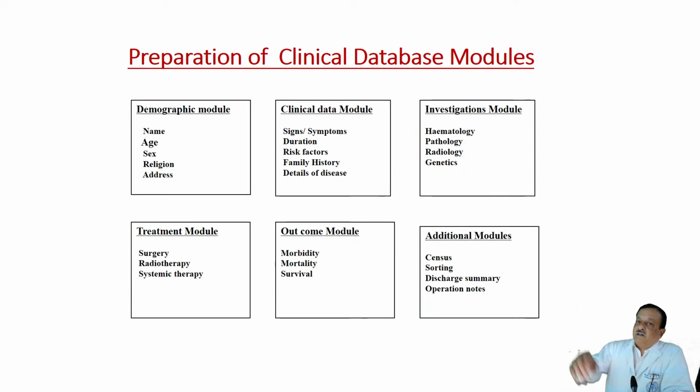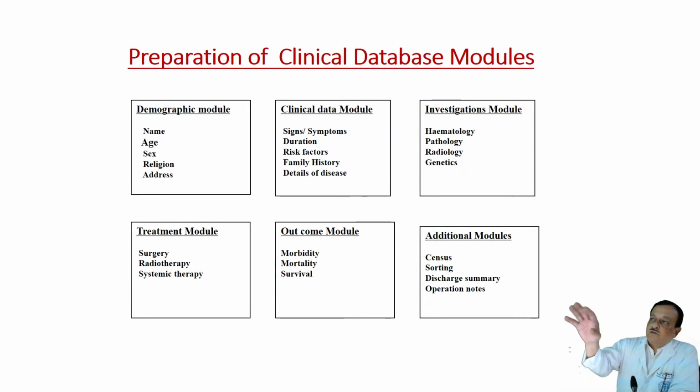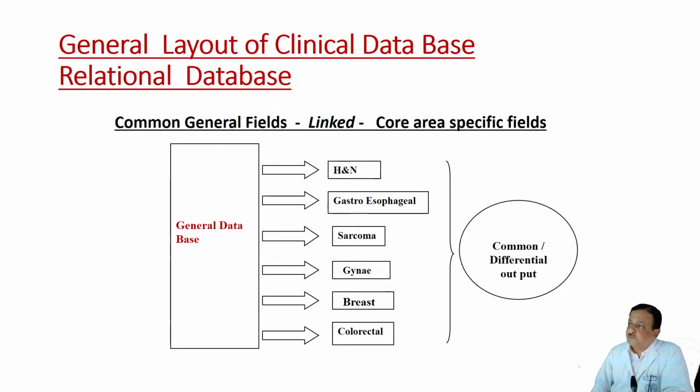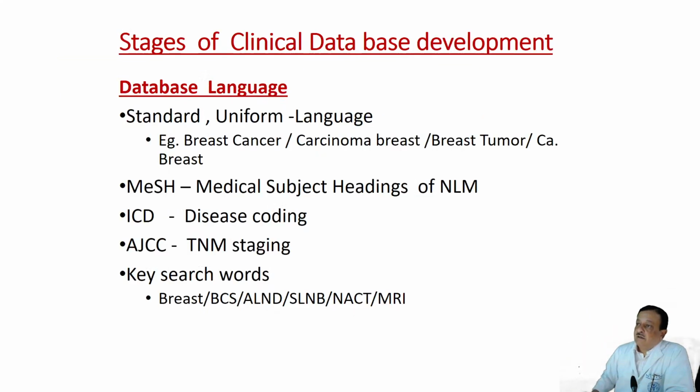What we have done is we have divided our database into different modules: demographic module, clinical module, investigation module, treatment module, outcomes, and additional modules where you can create census, morbidity, mortality, discharge summaries, operation records. Everything is built into this software. You can generate these reports. This is a relational database where we have linked a broad general oncology database with organ specific databases related to head and neck, gastroesophageal, sarcomas, gynae, breast. Each organ has a specific database which is linked to the general database.